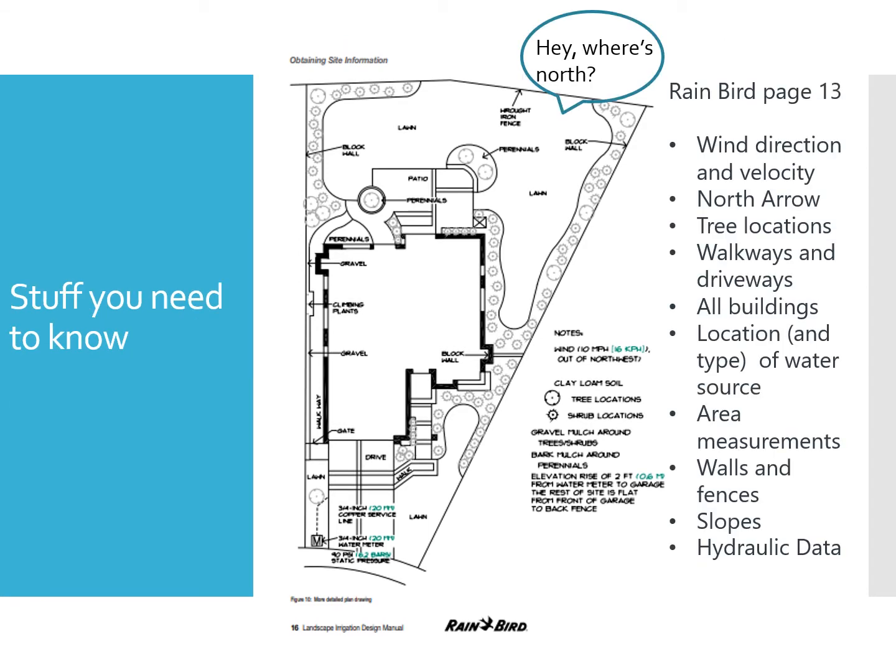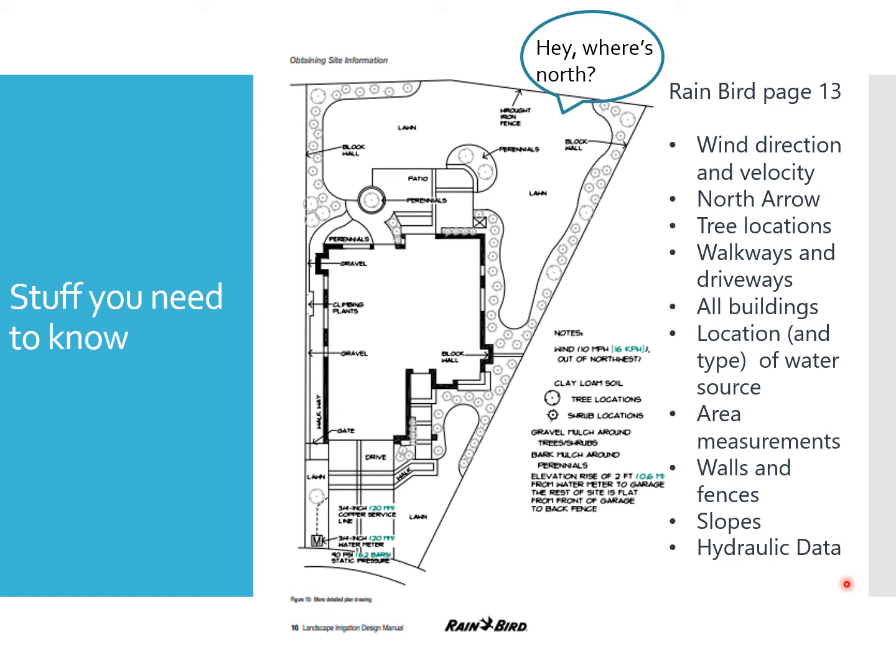Okay, on this slide, I'm using the same image, but I've taken information from the Rainbird page 13, which is a list of things that you should pay attention to while you're on the job site. And I've also supplemented with a few things of my own. So here we have wind direction and velocity, if you know it. Put a north arrow on your plan, where the trees are going to be located or where existing trees are located, walkways and driveways, all the buildings that are on the property, the location and type of water and the water source, the area measurements, walls and fences, slopes, and hydraulic data.